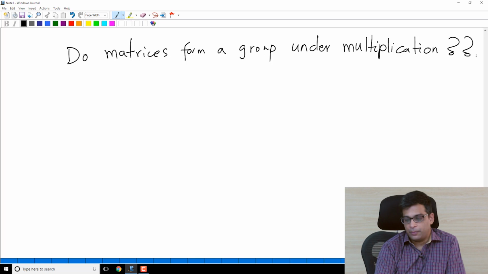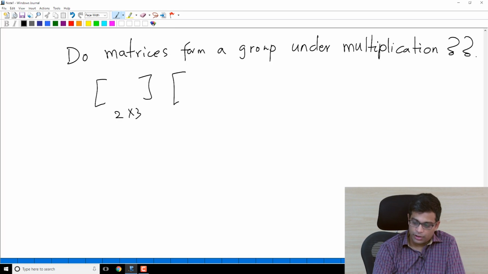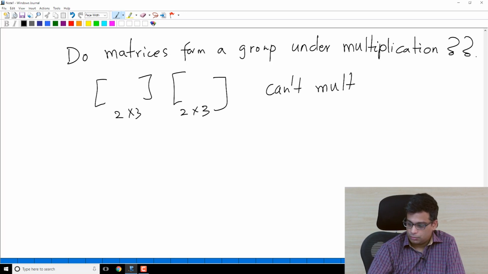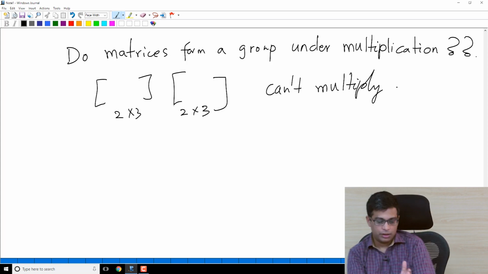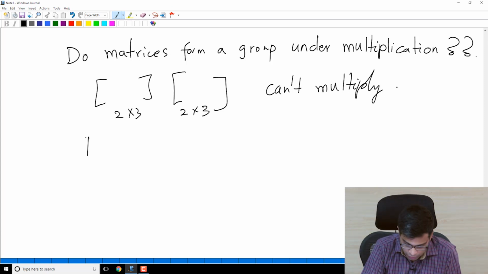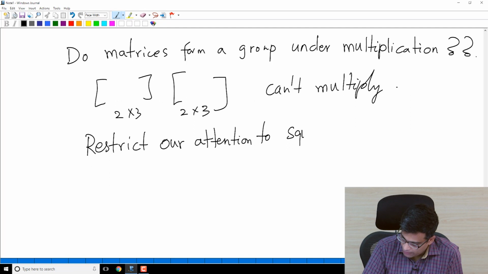Because there is a way to multiply matrices. Immediately you have to impose certain restrictions, because you can't multiply a 2 by 3 matrix with a 2 by 3 matrix. In order to multiply 2 matrices, the number of columns in the first one must equal the number of rows in the second one. So, restrict our attention to square matrices.